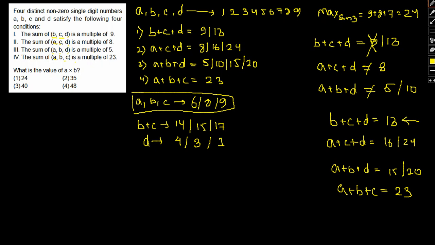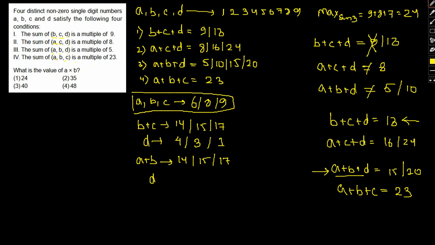Again, if we focus on this particular equation, a plus b plus c, this one again. Here we can see, if we consider this equation, then a plus b can be 14. Okay, do we have any other source? a plus b can be 15, or a plus b can be 17.